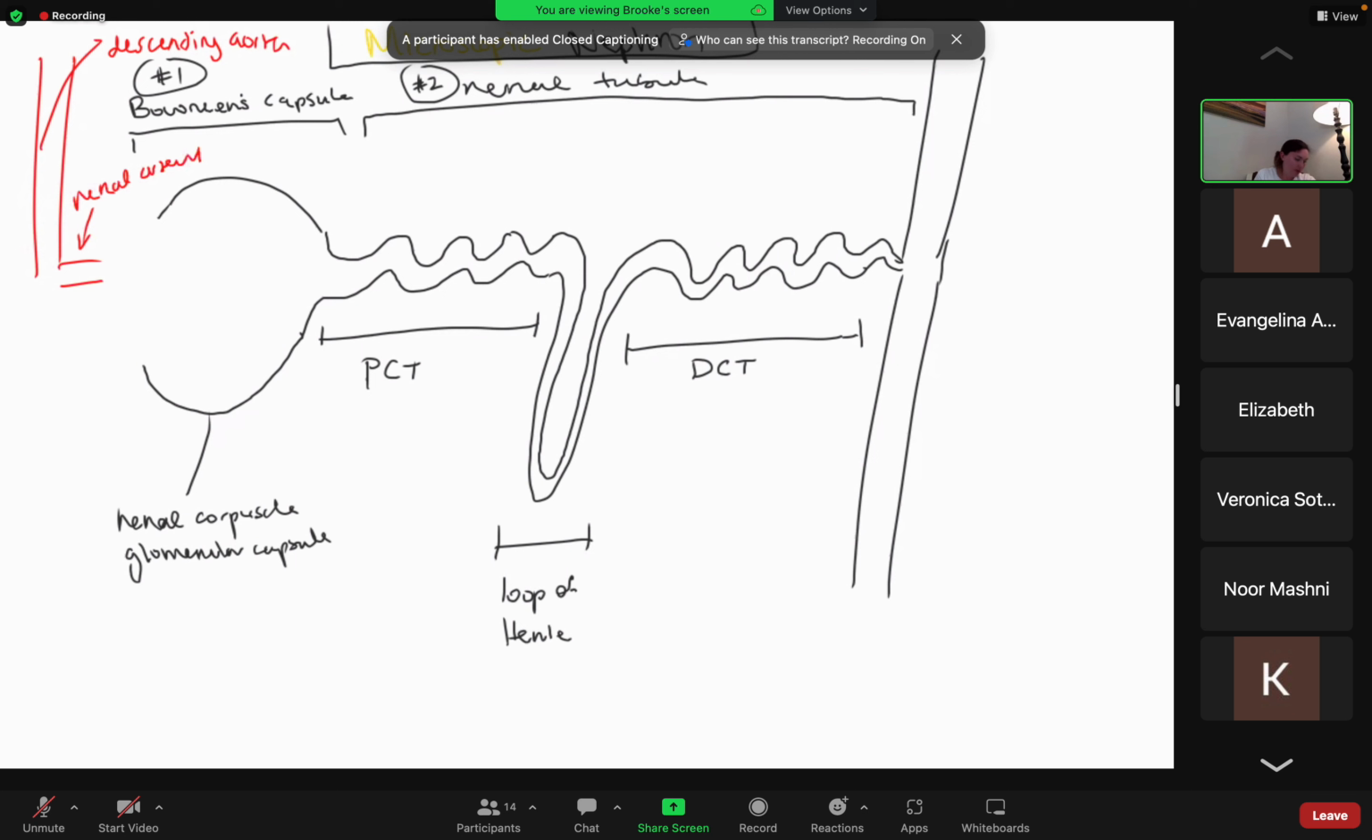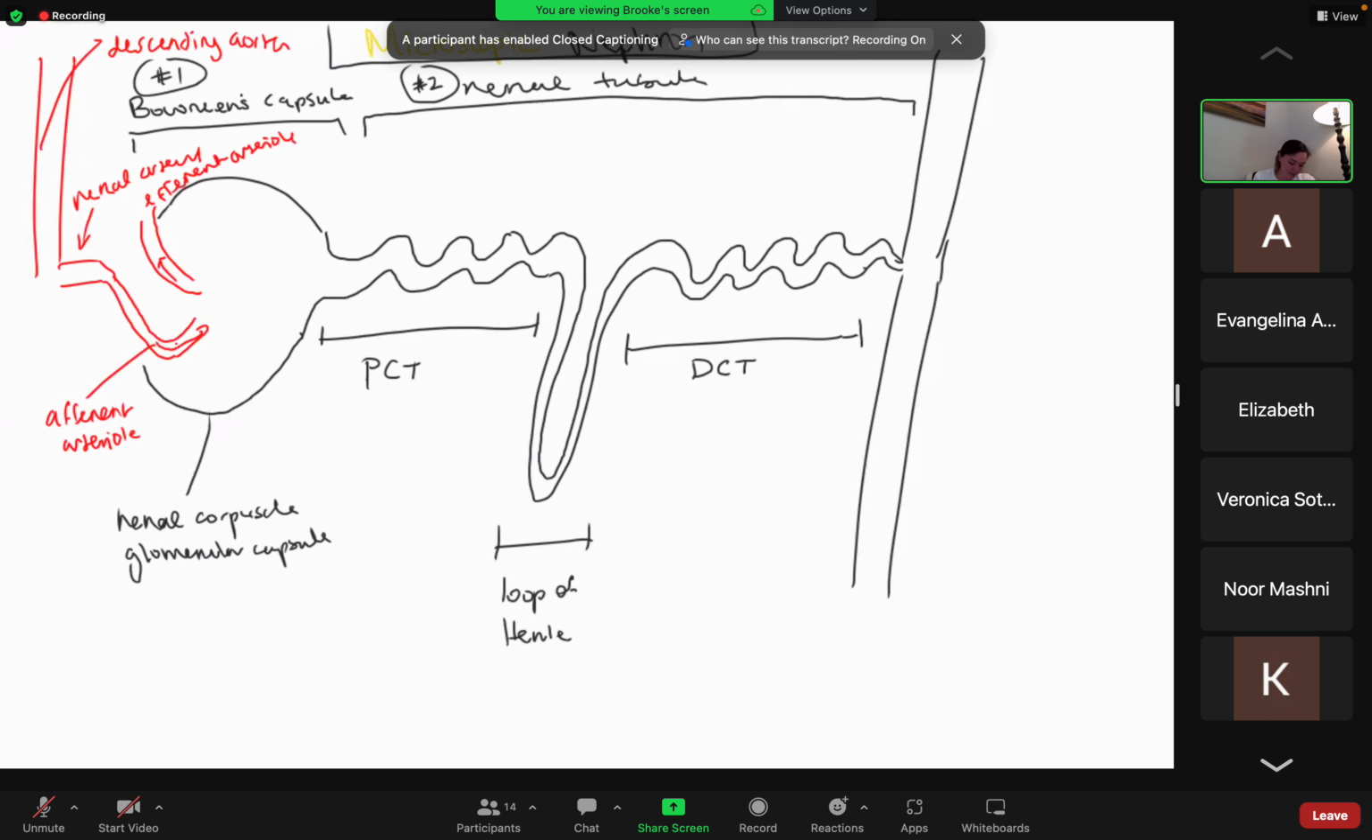My renal artery then becomes my afferent arteriole. Remember, afferent arteriole actually flows into the kidney. And then flowing out of the kidney is my efferent arteriole. So the efferent arteriole leaves, afferent flows in.